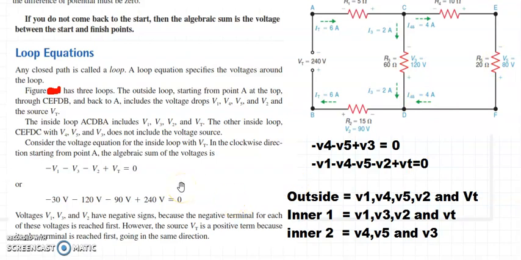So this is the method of making loop equations for Kirchhoff's voltage law.